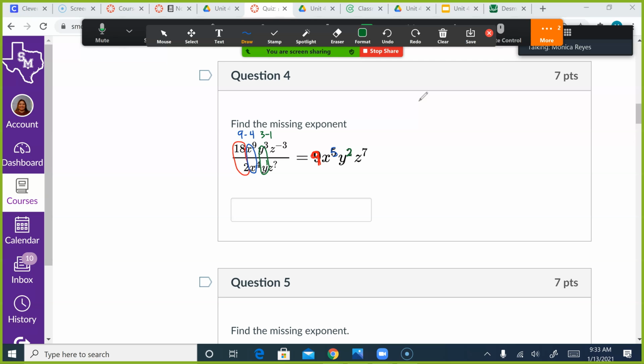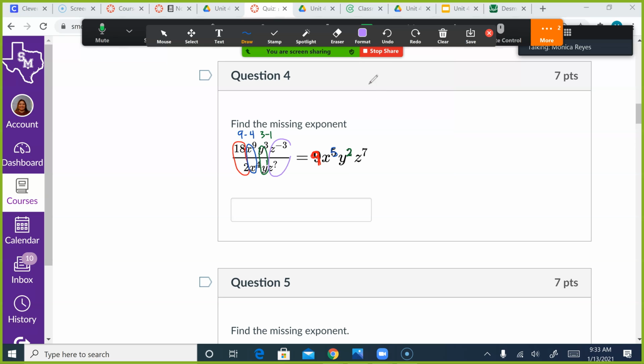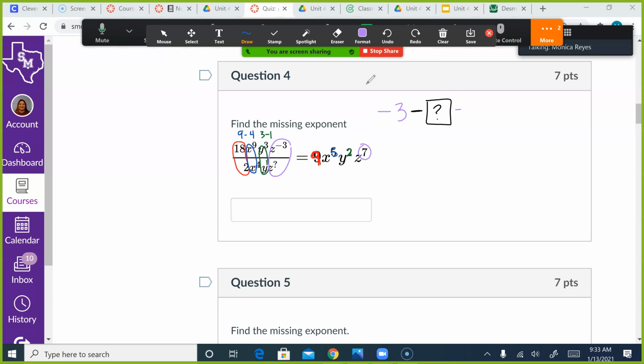So we know we have to subtract the z's. This one is where it gets a little tricky because I know I have to do negative 3 minus some number. That's the question mark. That's what I'm looking for. And what does that number have to be in order for it to equal 7? You can kind of do guessing and checking. It's not 4. Negative 3 minus 4 is negative 7. I don't want 4. I've got to figure out what this number needs to be.